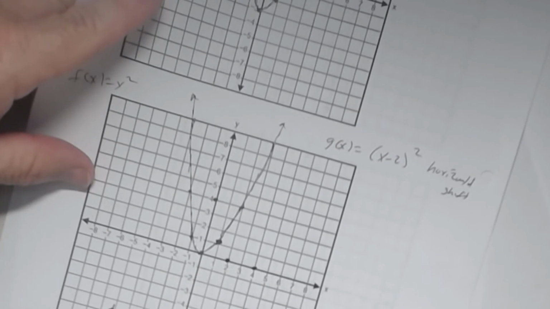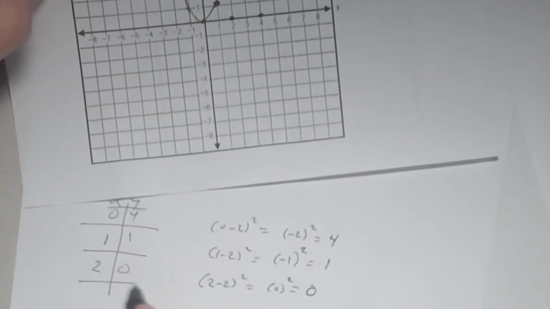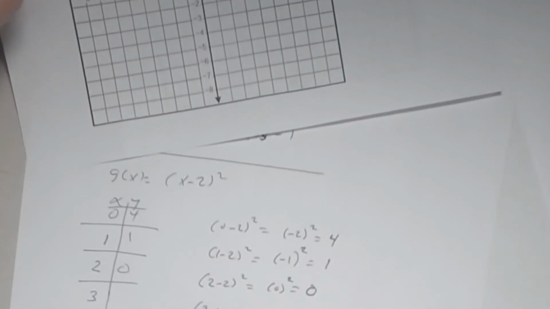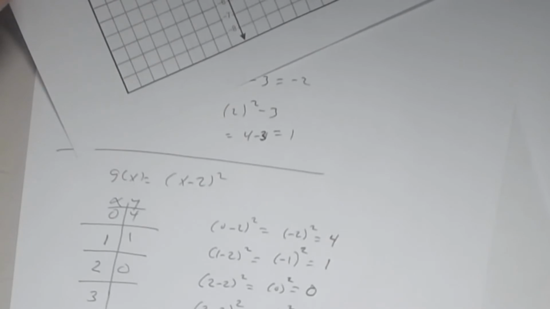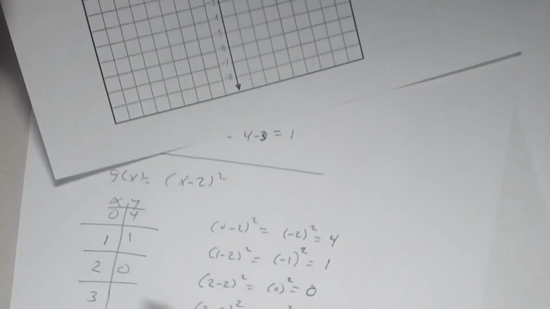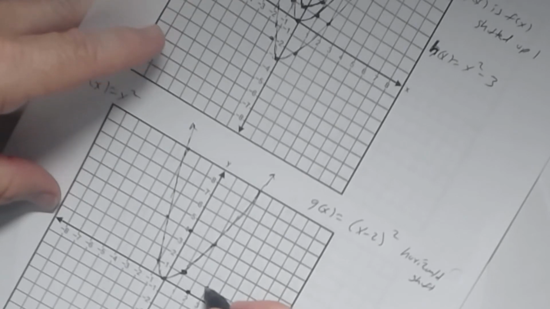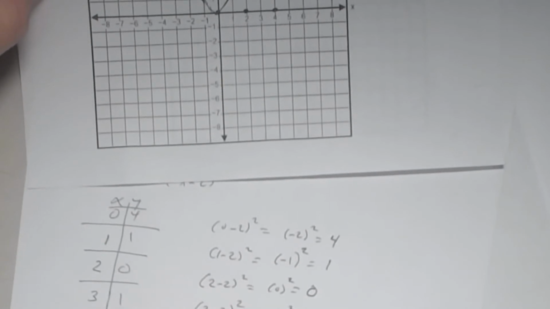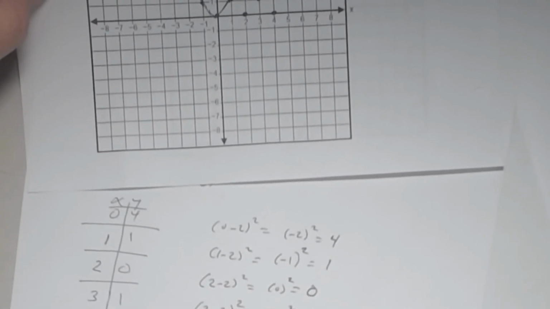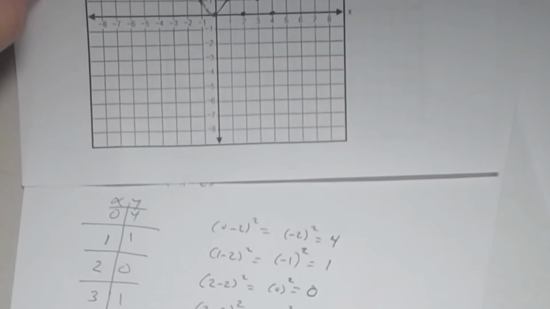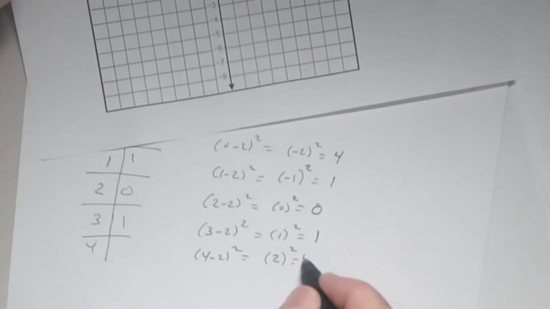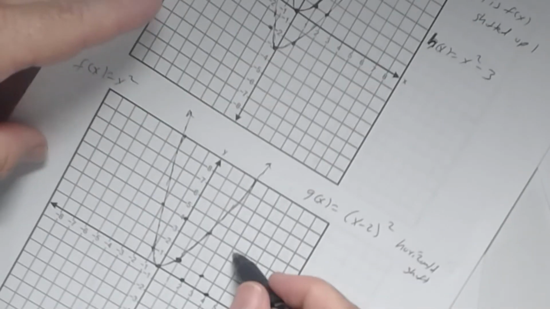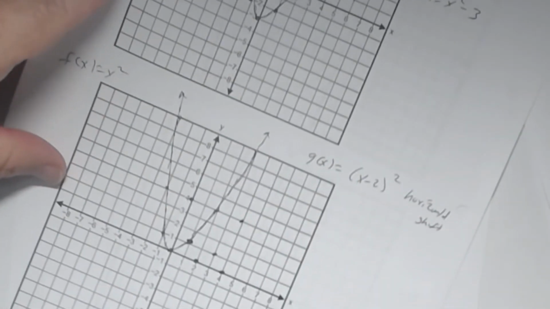Okay. Let's look at 3. I get 3 minus 2 squared, which is 1 squared, which is 1. So I get 3, 1. Okay, let's look at 4. If x is 4, I get 4 minus 2 squared, which is 2 squared, which is 4. So I get 4, 4. You see what's happening?